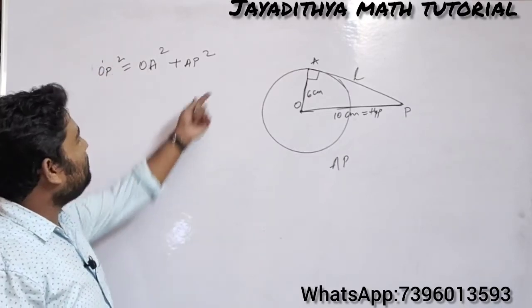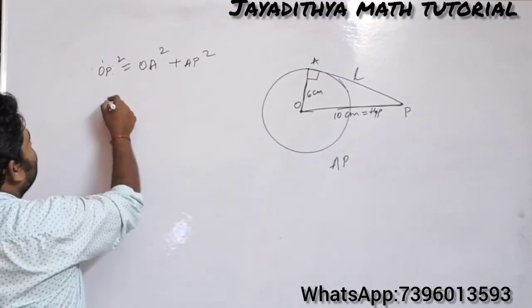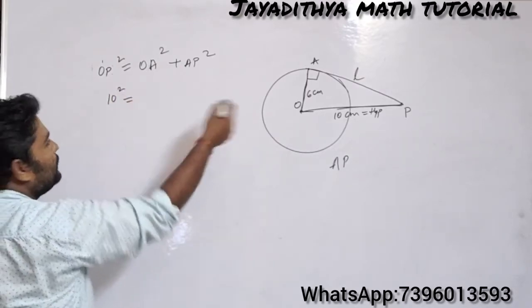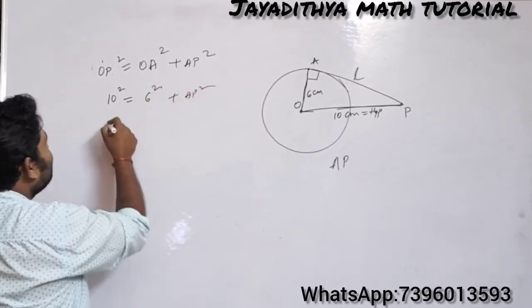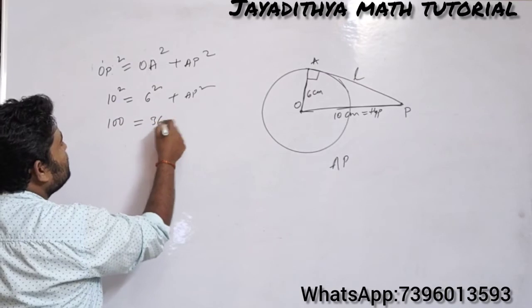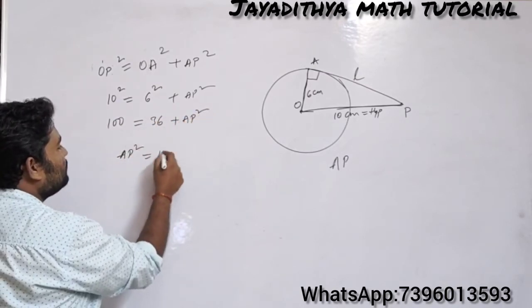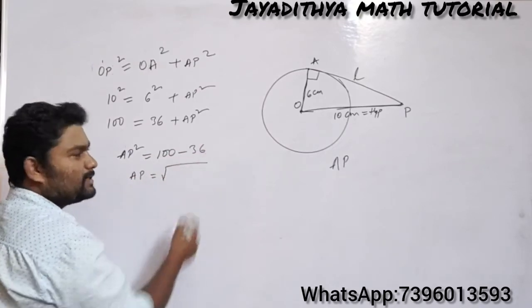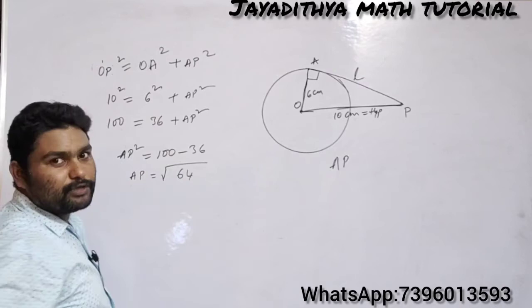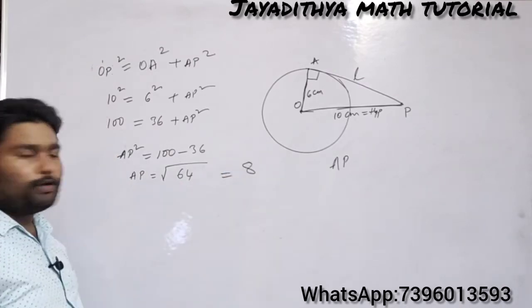You need to find AP here. So substitute all the values that are given. So OP is 10, squared, and OA is 6, so 6 square plus AP square. 10 square is nothing but 100 and this is 36, plus AP square. So from this you can write AP square is equal to 100 minus 36. So AP will be under root of 100 minus 36, which is 64. When the square moves to this side, it will be root 64 now. So root 64 is nothing but 8.